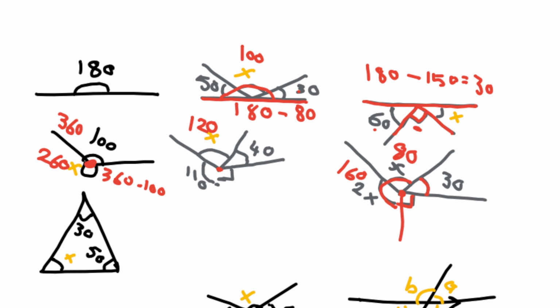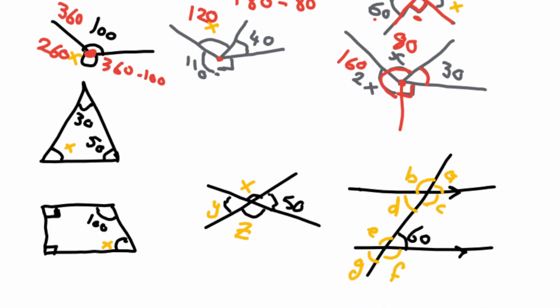Now let's look at the next one. The next one is easy peasy. Triangle. Angles in a triangle add up to 180. So if you have this triangle here, this is 30 and that's 50. What's x? It's just 180 minus the sum of these two. 30 plus 50 is 80. That means x is 100. 180 minus 80 is 100. So x is 100. And that's it.